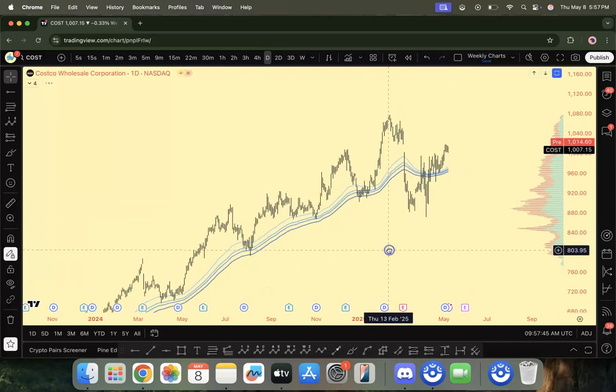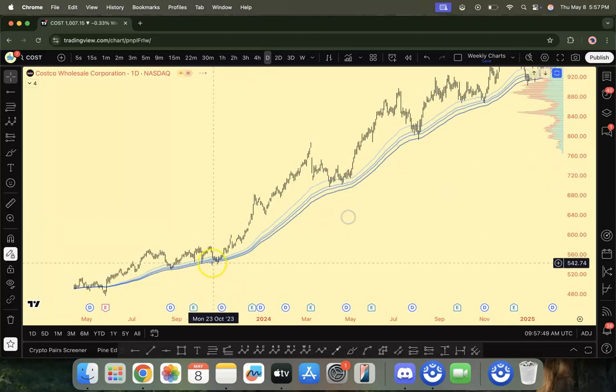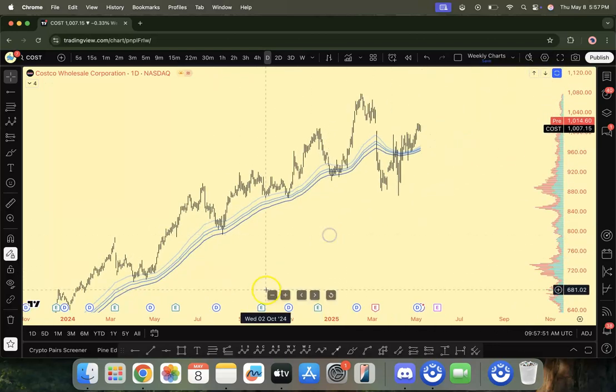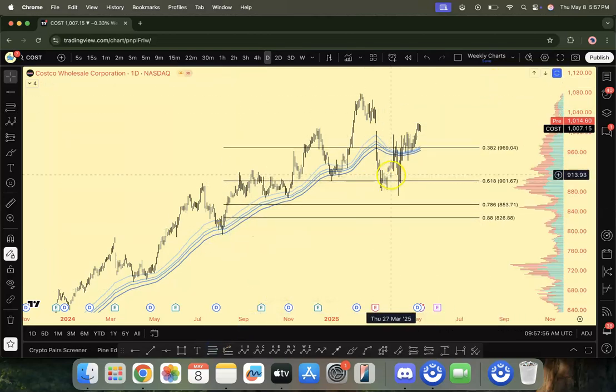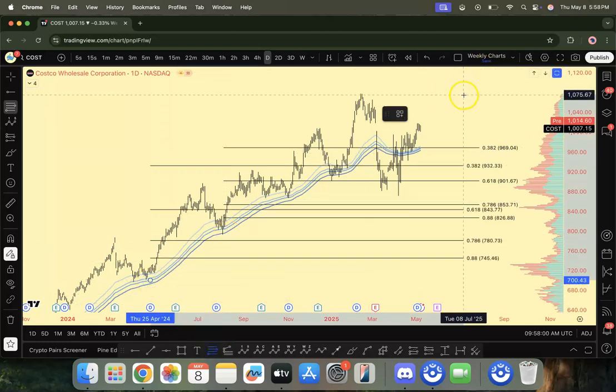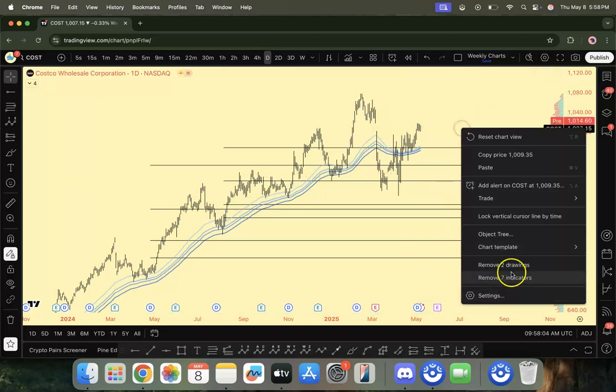So you try to zoom out. Okay, this looks pretty significant. These look pretty significant. This looks pretty significant. So I'm going to keep going and see. Okay, it bounced off the 618 from that pivot. So you just want to keep going with the pivots, see what's going on, and try to build your story.